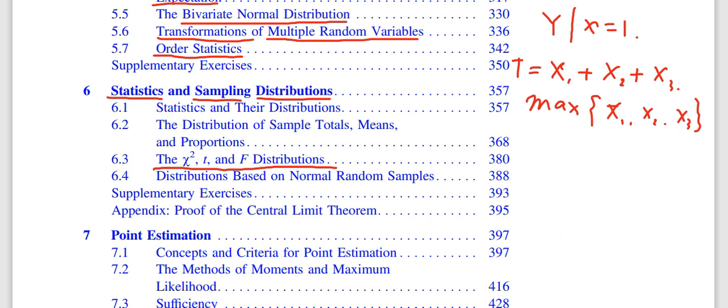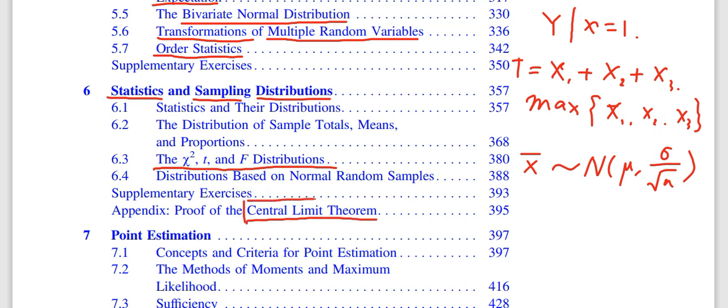And sampling distribution usually means something like x bar. If we take a sample, we have x1, x2, up to xn. Then we focus on the average. The average will follow a normal distribution, right? This is really important, and this is called the central limit theorem. In a stats course, we just use this result. In mathematical statistics, we will try to prove it.